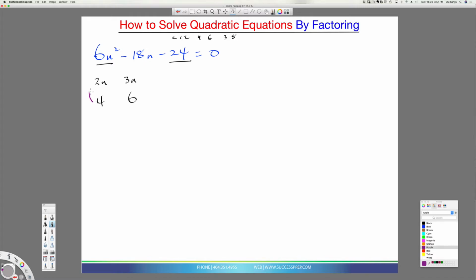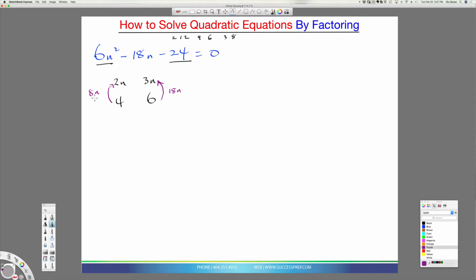If I do the side of these two, I want to see what I get and if that combination can make an 18. Well, if I do side, let me centralize this a little bit because I'm about to need some space on the side. So if the side here is going to give me 8n, and the side here is going to give me 18n.